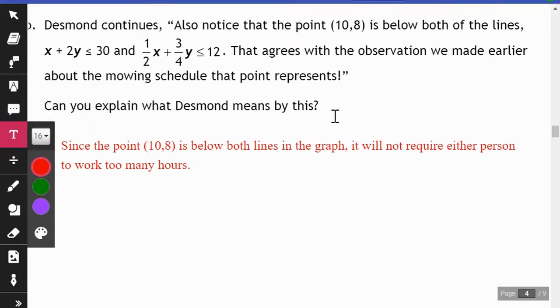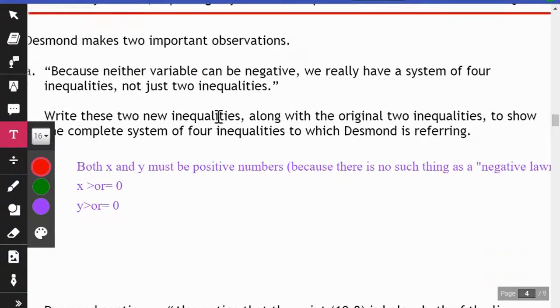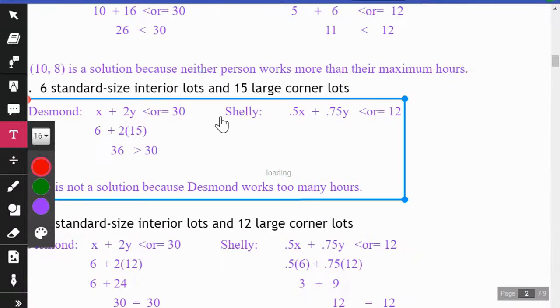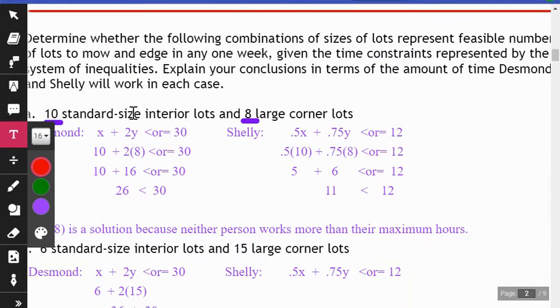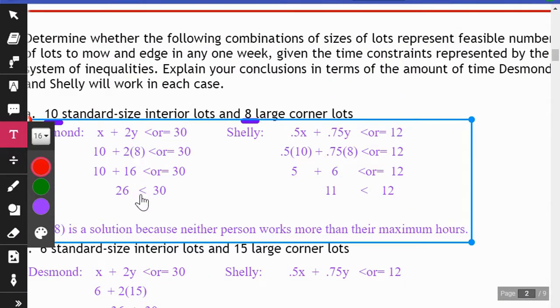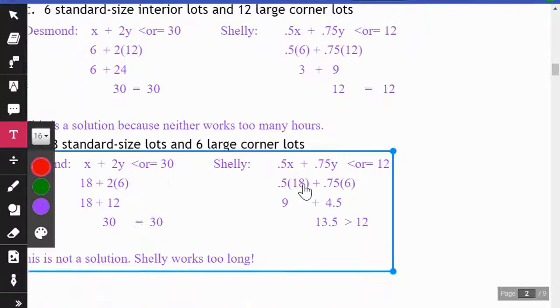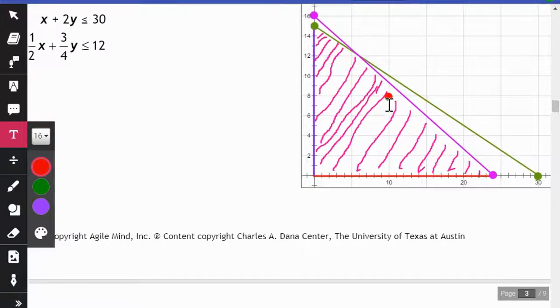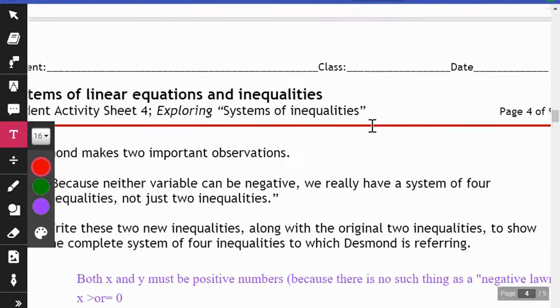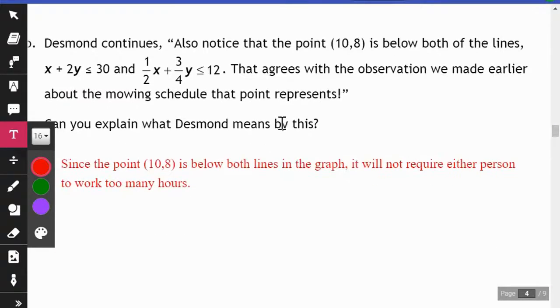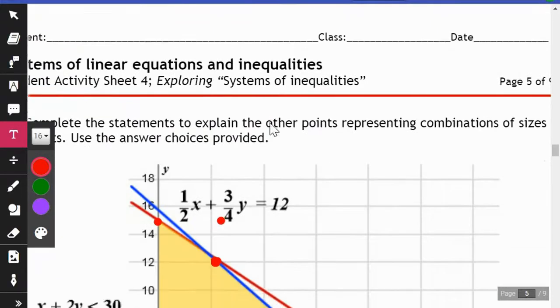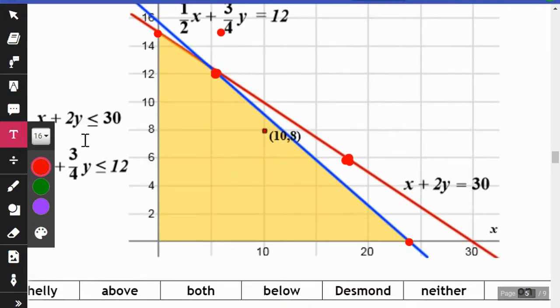And he's right. It does work. We checked way back when. 10.8 was way up here. And it worked. 26 hours for him, 11 hours for her. And yeah, just a little bit below 30 hours for him and a little bit below 12 hours for her. Look at that. It works. So good for us. We're going to use that to check more points.